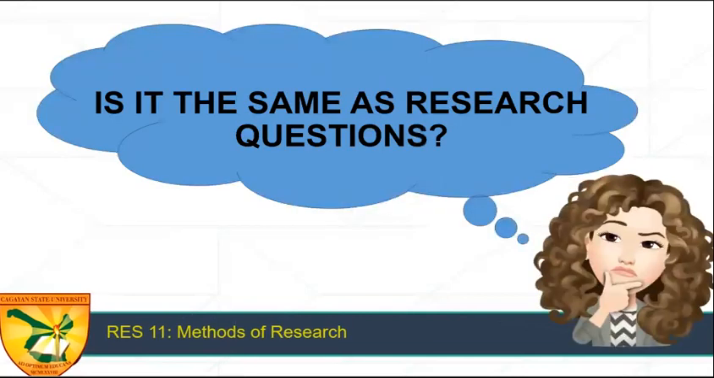So is a research problem the same as research questions? This is usually the problem or terms that are confusing in research. According to Kerlinger, a problem is an interrogative sentence or a statement that has the relation between two or more variables. So a set of research question is generated from the research problem. So you get the research questions or the specific questions from your research problem.